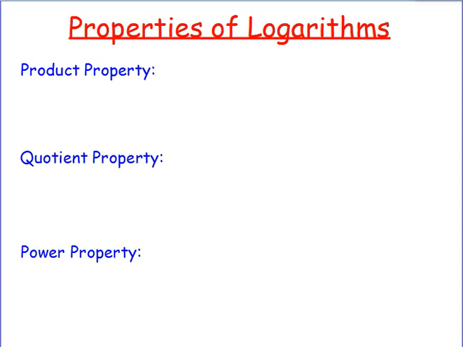Today we're going to be learning some introductory knowledge needed in the next couple of lessons when we get to solving equations. Today we're going to be learning about three important properties of logarithms. We're going to go through and look at their formulas and then apply them to some examples. So the first property of logarithms is the product property.